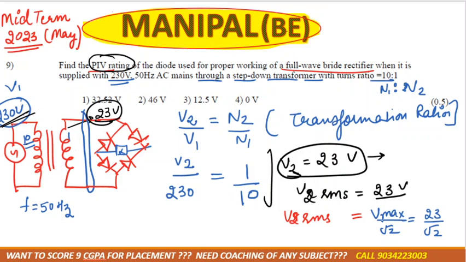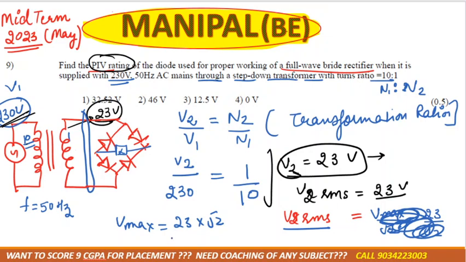1.414. Now tell me what would be the... no, I did it the opposite, sorry. It would be multiplied by root 2. V2 RMS is this one, so Vmax is equal to 23 into root 2. Now tell me what is the answer? That would be 32.42 something. So option A is the correct one. Got it?